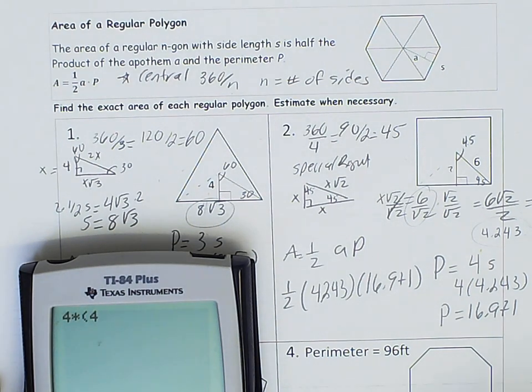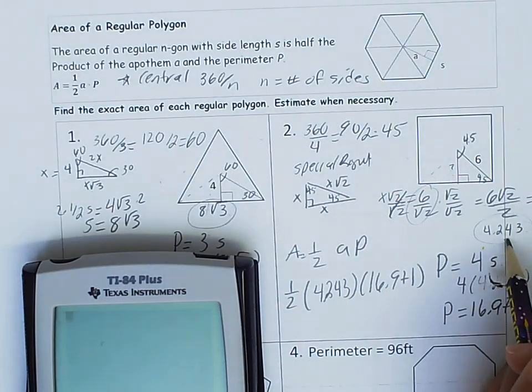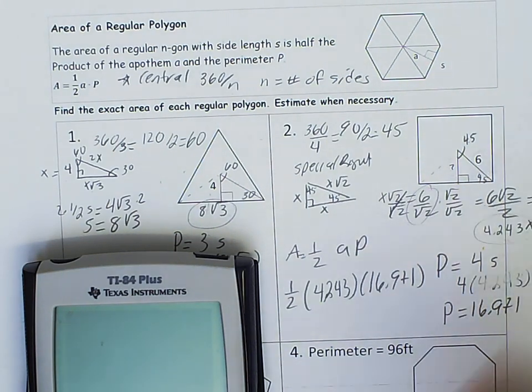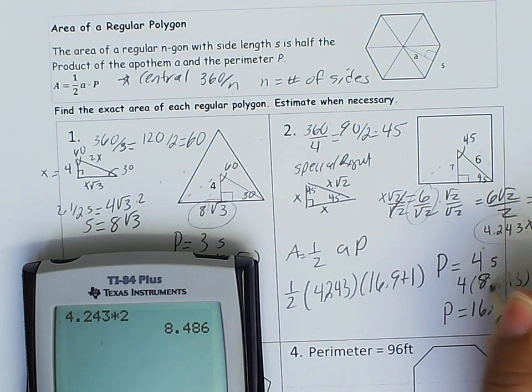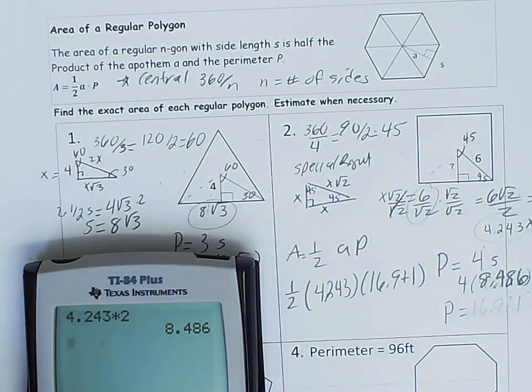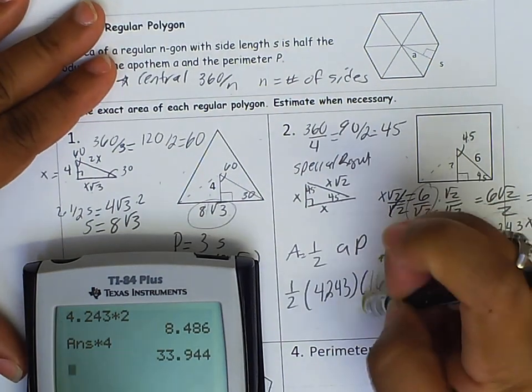Oh, you know what I didn't do, guys? I made a little mistake. This is only half the side. You remember, it's just x. So if I want the full side, I need to multiply this by what, everyone? 2. So let's do that first. Sorry about that. For the full side length, it's 8.486. I said it wrong. Now let's retype that in. I apologize. 4 times that, and it turns out to be 33.944, because that sounds better.